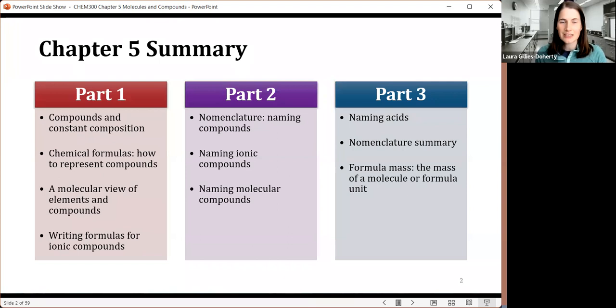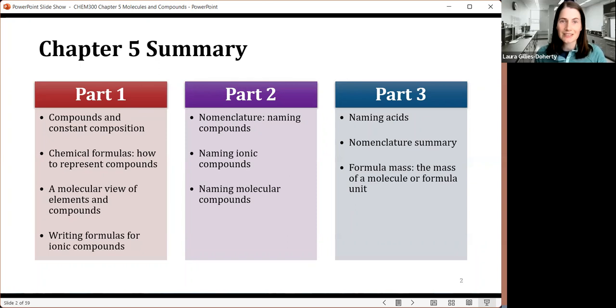Then in part 2, we're going to get into what's called nomenclature. That's how we name compounds and go between a name and a formula, or a formula back to a name. So we're going to learn how to name and write formulas for ionic compounds, and we're going to learn how to name and write formulas for molecular compounds in part 2.